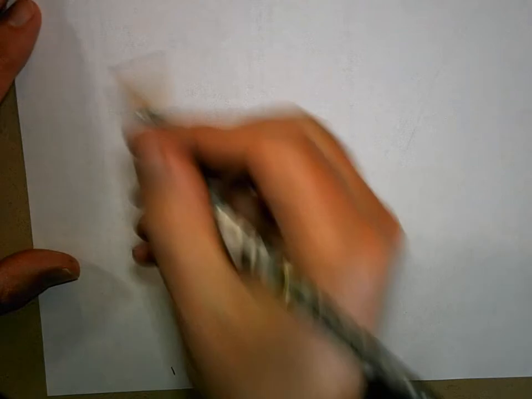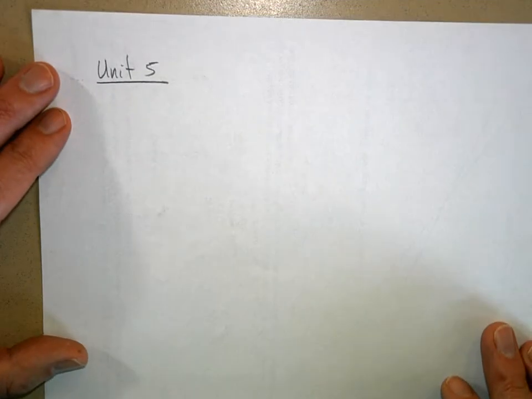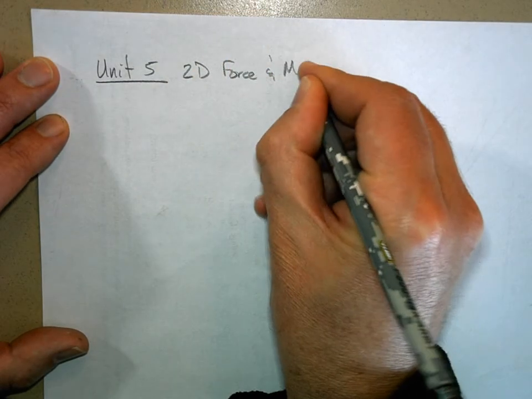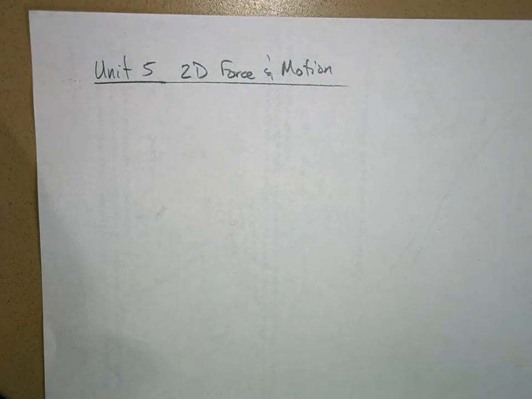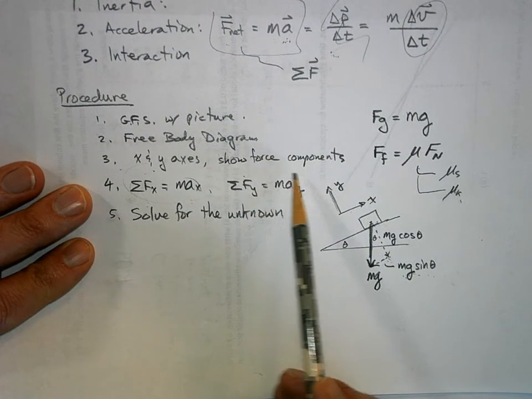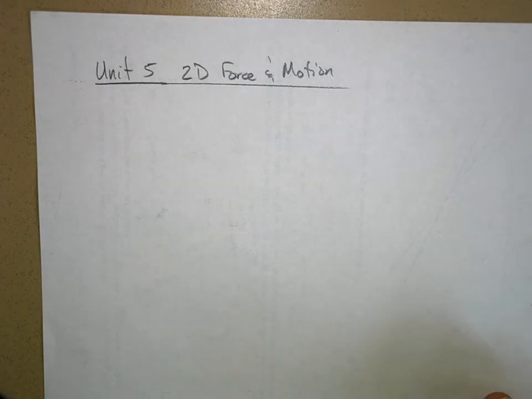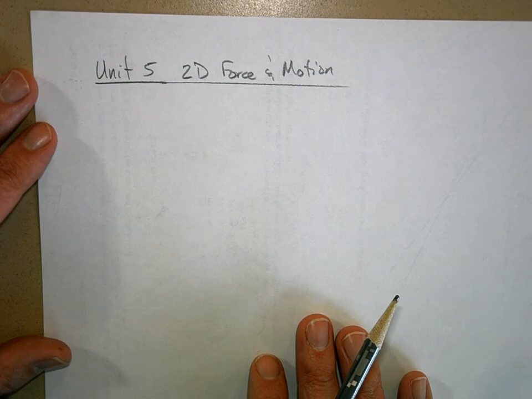Okay. So in Unit 5, we had 2D force and motion. Now with 2D force, I already covered that with step 3. Show force components. Show their x and y components, and then apply this. So I'm running low on time, so I'm going to skip that for this part of the outline. I've already covered it.